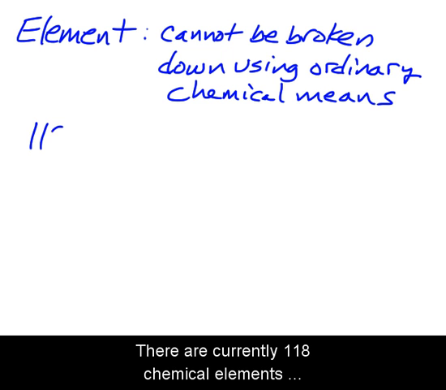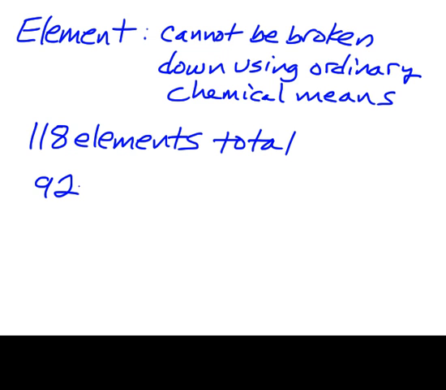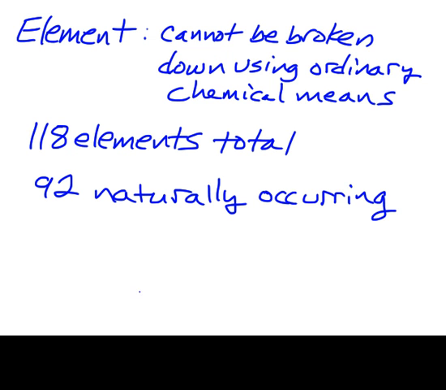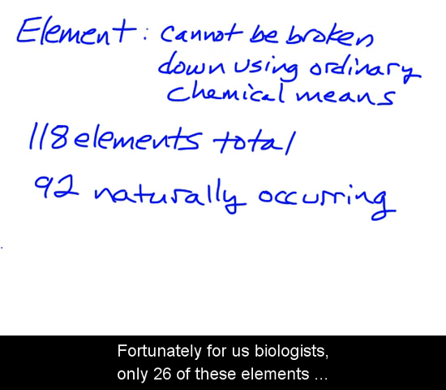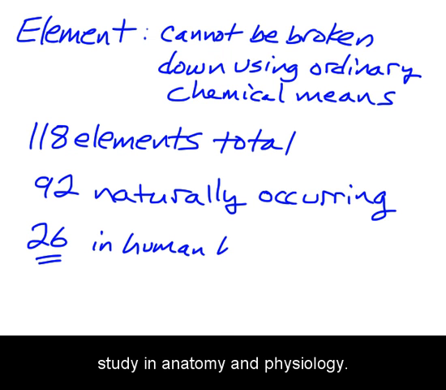There are currently 118 chemical elements recognized by scientists, with 92 of them naturally occurring on Earth. Fortunately for us biologists, only 26 of these elements normally occur in the human body and are the focus of our study in anatomy and physiology.